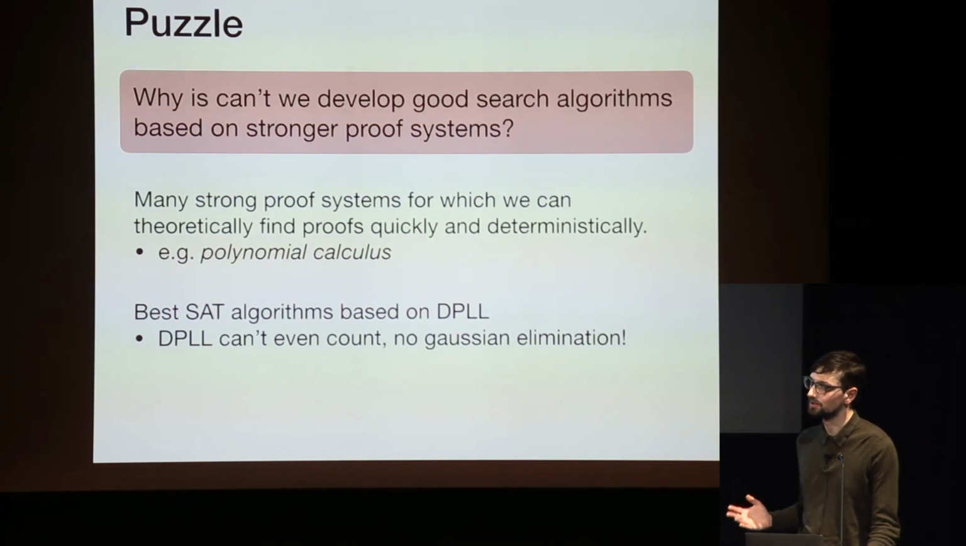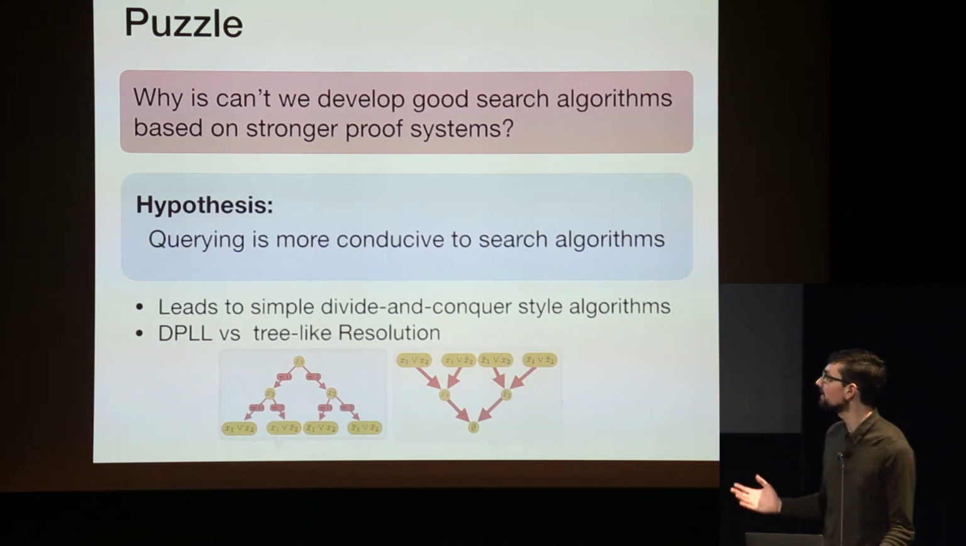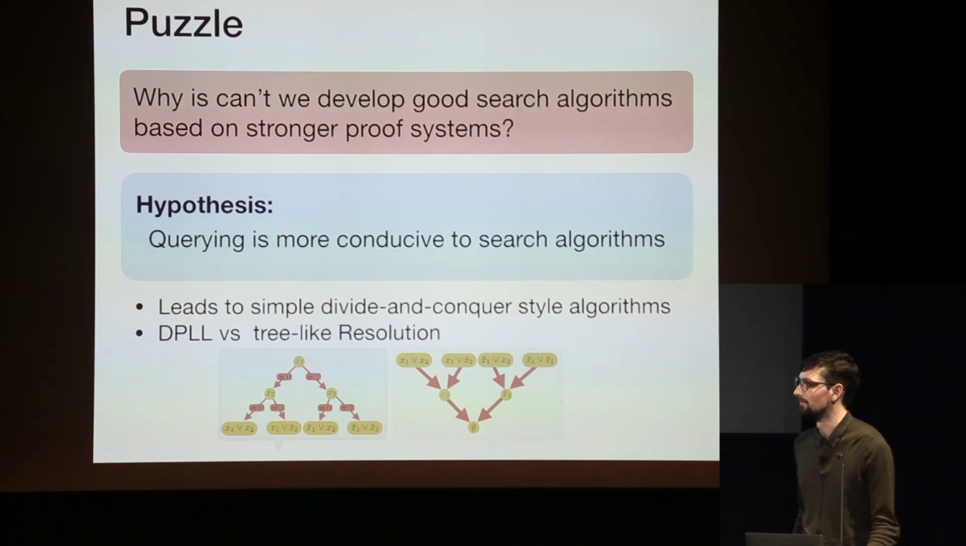But still the best SAT solvers that we have are based on DPLL, which is equivalent to the weakest proof system we study. So why is this? Well, our hypothesis was that querying is just so much more conducive to developing good heuristics than these rule-based systems, that they can overcome the weaknesses posed by being equivalent to tree-like resolution.